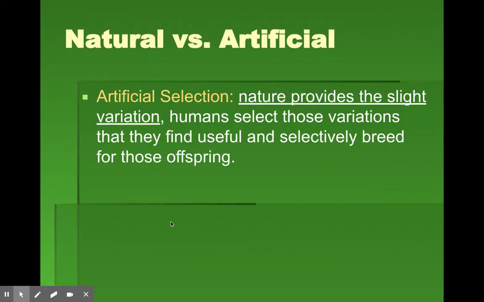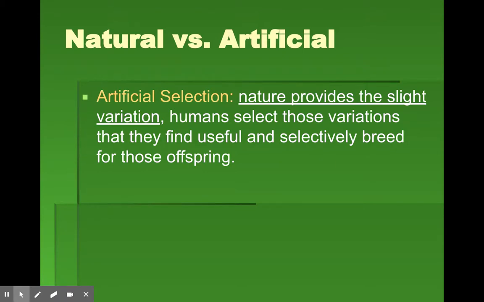When we're talking about adaptations, we have what are called natural and artificial adaptations. So this specific idea of artificial selection is impacted by humans. When we're talking about artificial, that just means humans are causing these. So nature provides slight variations, and then humans select those variations that they find useful and selectively breed those offspring. So these are humans deciding what stays, what goes, and how we can influence that.